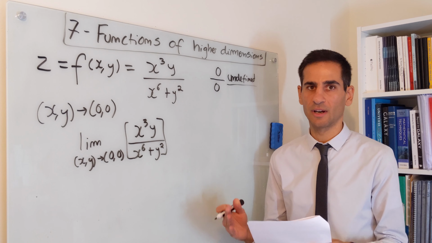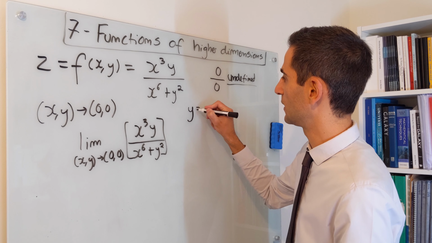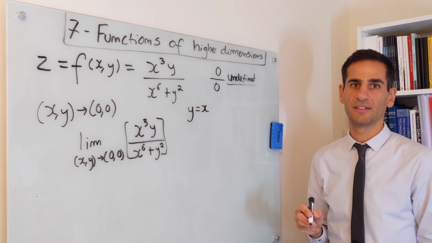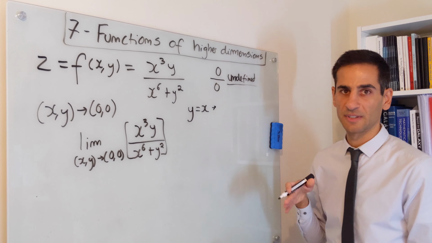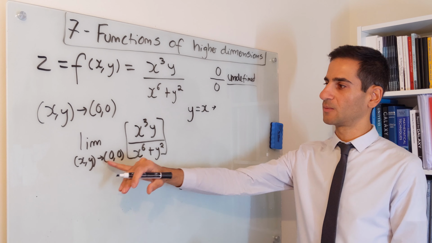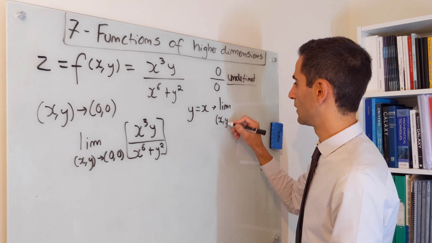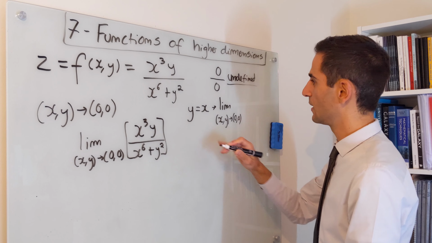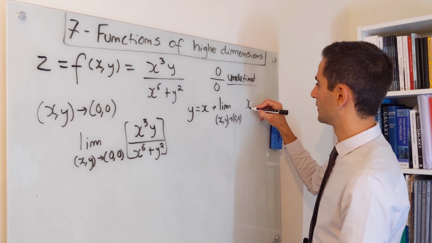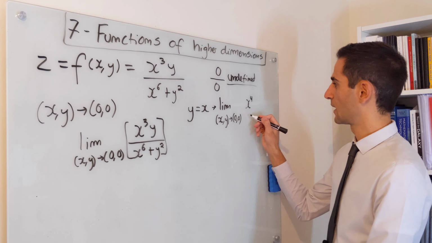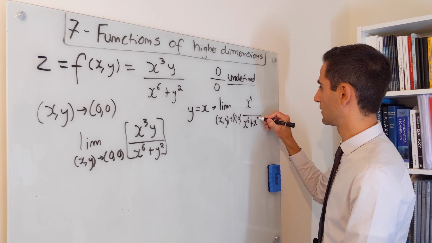The way you can do this is to calculate the limit along a specific path. Say a path where the relation y equals x is valid. What does this mean? It means that for this specific path, as you approach the point (0, 0), you'd be calculating the limit as (x, y) goes to (0, 0), and all you're doing is where you have a y, you're replacing it by an x, which means this becomes x to the power of 4, and on the bottom you get x to the power of 6 plus x to the power of 2.